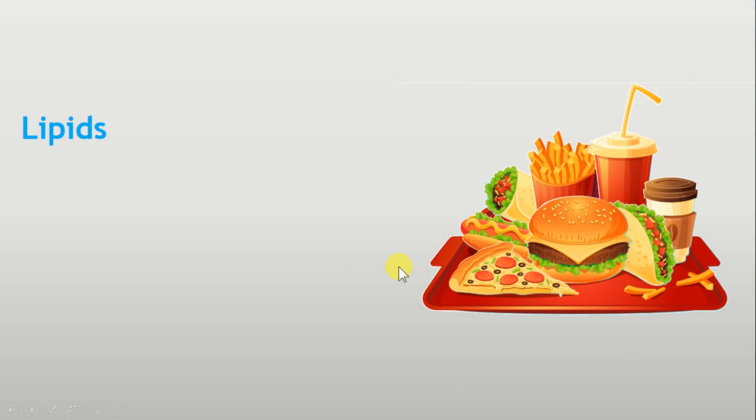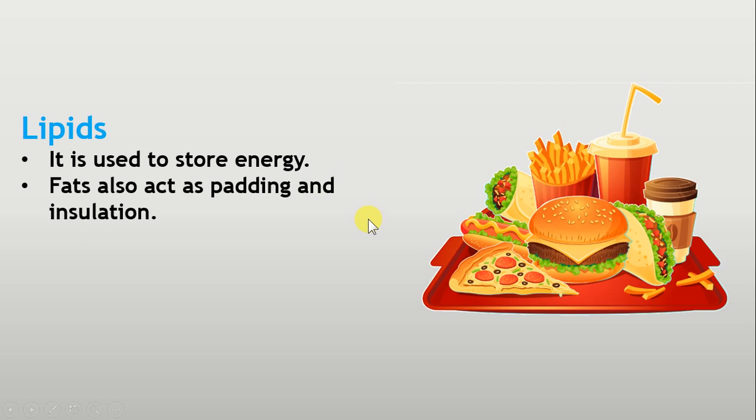The next kind of food is lipid. The other name of lipid is fat. As you see here, these kinds of food are rich in fat. For example, pizza, hamburger, potato fries, they are rich in fat. It is used to store energy. They are long lasting kinds of food that provide you with a high amount of energy. Fat also sometimes acts as padding or insulation. Padding means cushioning, and insulation means covering your body to keep heat.